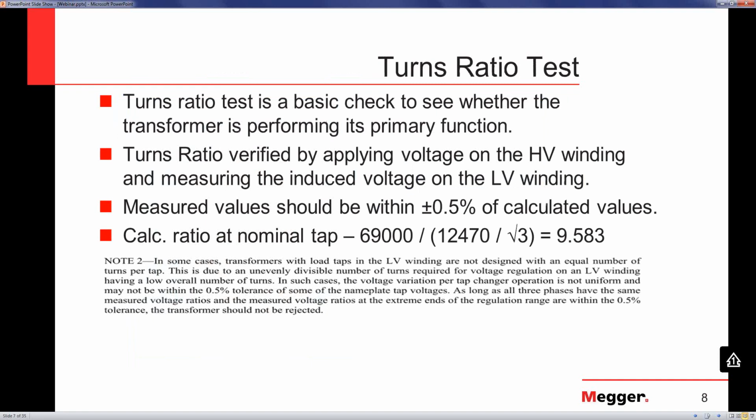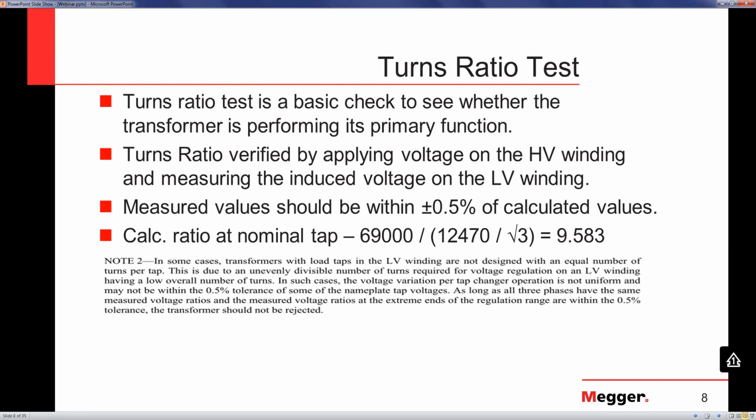Alright, starting with the first test on the list that we saw earlier. Turns ratio test is a basic check to see whether the transformer is performing its primary function, which is transformation of voltage from one level to the other. Turns ratio is verified by applying voltage on the high winding, which is the winding with more number of turns, and measuring the induced voltage on the low winding. Measured values should be within plus minus 0.5% of calculated values.